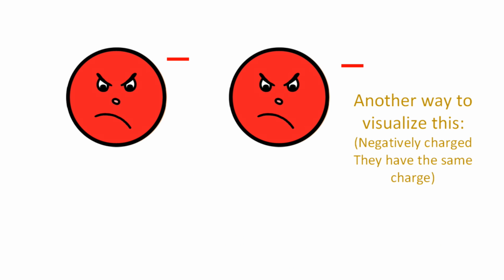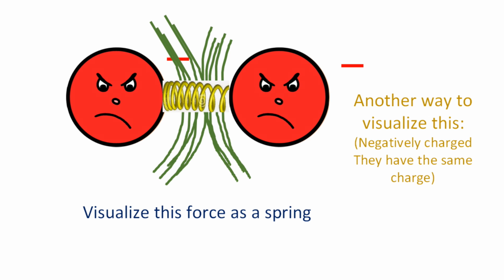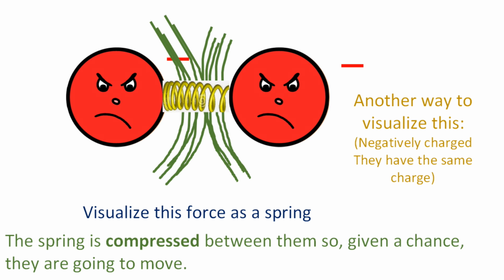So here they are. They have the same charge. They don't like being that close to each other. Another way to visualize this force, if you're having trouble with some imaginary force, is to imagine it as a spring. It's a compressed spring between them, and they just don't like it, so given a chance, they're going to move away.